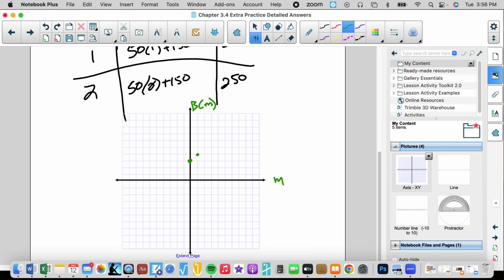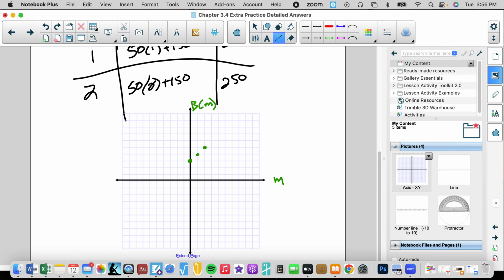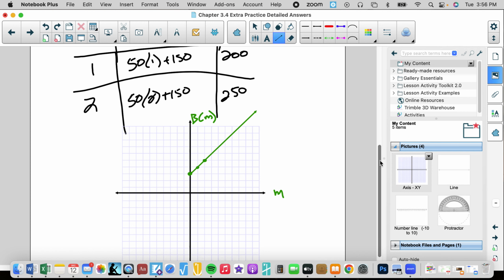And 2 is 250, because it's 50, 100, 150, 200, 250. So that's good. And we can draw, let's do it in green. That's my green. So we're going to get that, and it's going to have a slope of 50. It's a constant rate of change.